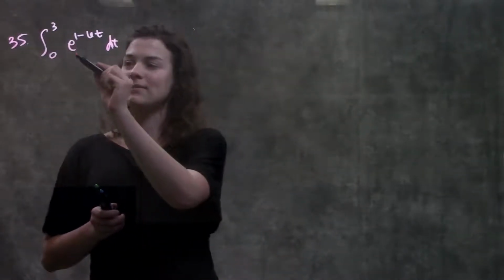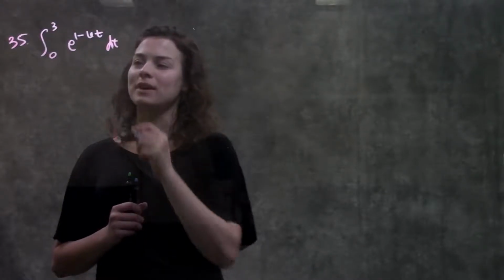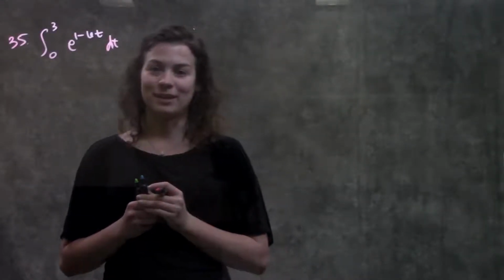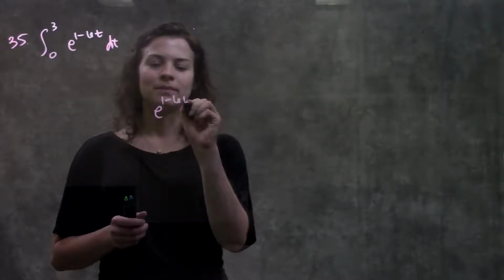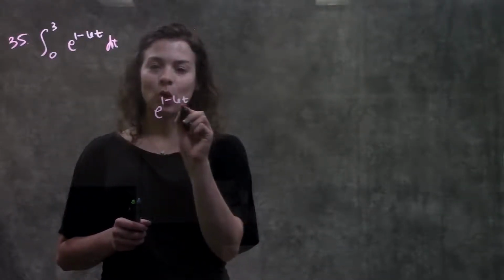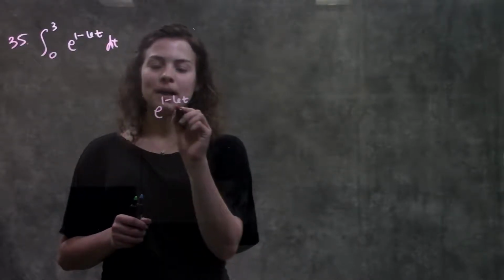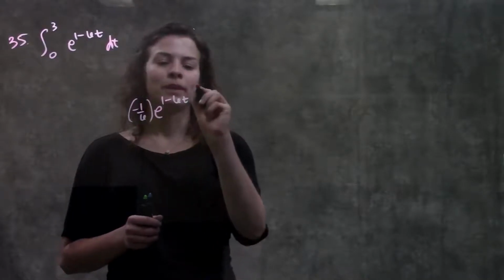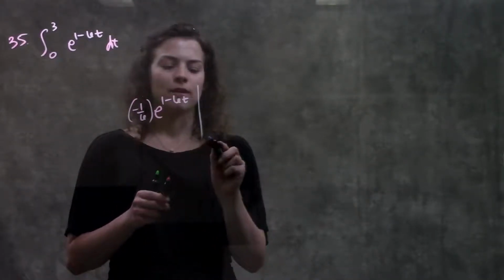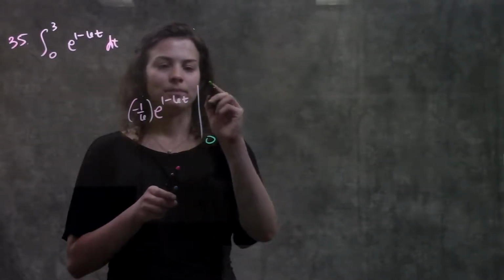It's asking for the definite integral from 0 to 3 of this function. We start by first taking the integral. The integral of e to the x is just e to that same x. But remember, we have to pay attention to this coefficient here. We're going to multiply by the reciprocal of this. So we multiply by negative 1 over 6. And they're asking from 0 to 3.